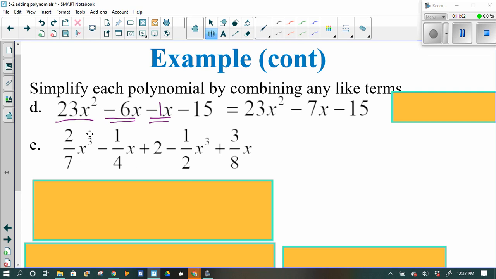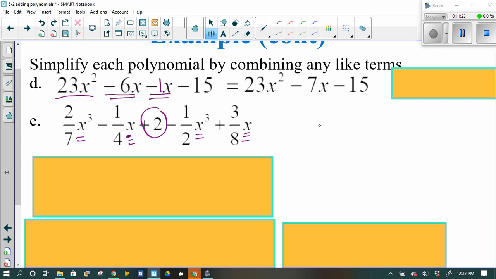Okay, now looking at this, I have an x cubed here, and I have an x cubed here. I have an x here, and an x here, and then I just have this plain old 2. So if we combine them by using our rules of fractions, getting your common denominators, so I would have 2 over 7 minus 1/2. Since they both have an x cubed, I can combine them, okay? So I'm going to multiply this by 2 over 2.